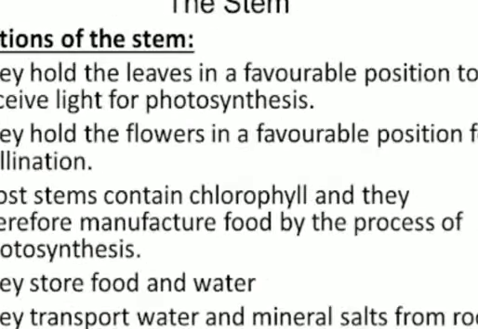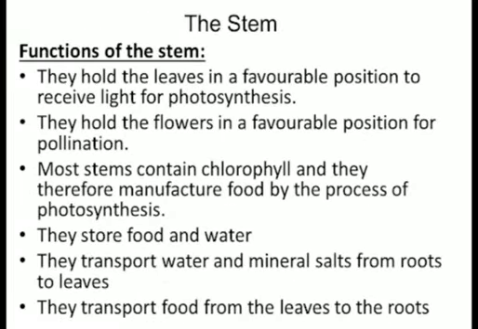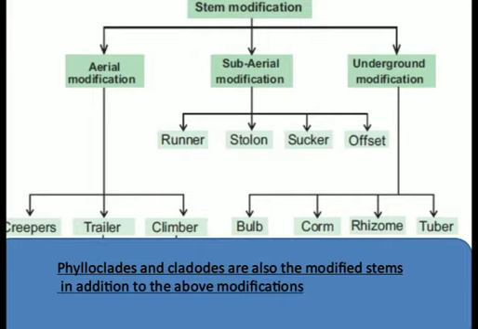They can store food as well as water. They transport water and mineral salts from roots to the leaves. They transport food from the leaves to roots. That is, the food is transferred from leaves to the different parts of the plant, and the water and the minerals are transferred from the roots to the different parts of the plant, and this function is performed by the stem. As we discussed the modifications of the root, similarly, stems are also modified for certain purposes.